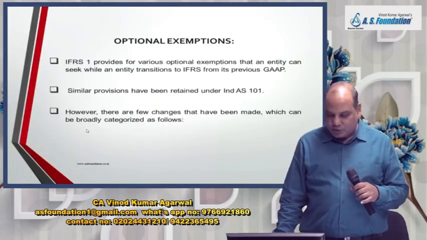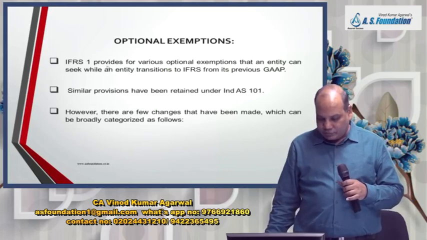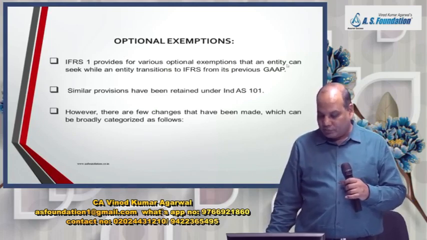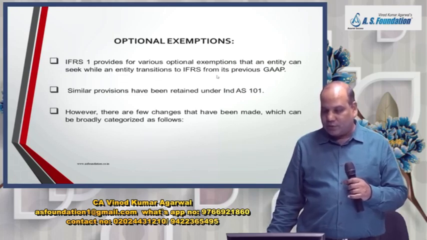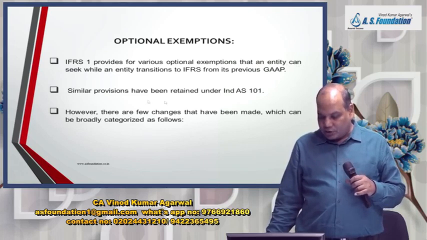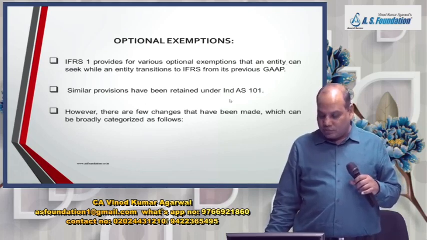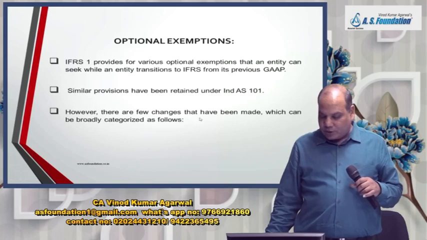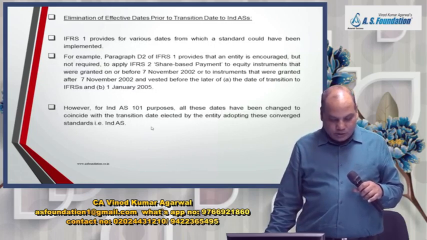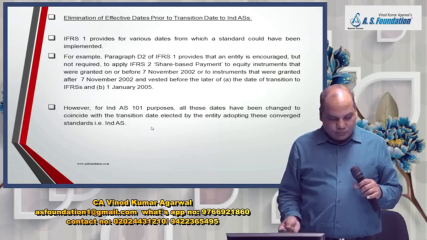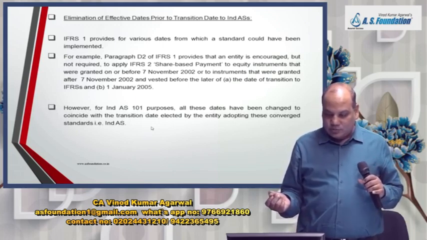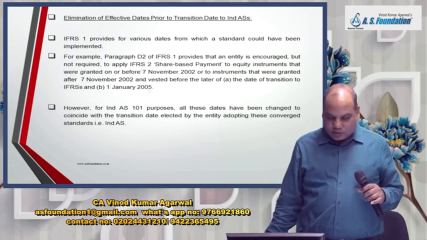Next point 4, optional exemptions. IFRS 1 provides for various optional exemptions that an entity can seek while an entity transitions to IFRS from its previous GAAP. Similar provisions are there in Ind AS 101 also. However, there are few changes that have been made which can be broadly discussed like this. Again, these are very minor changes. You can ignore them also in your answer.